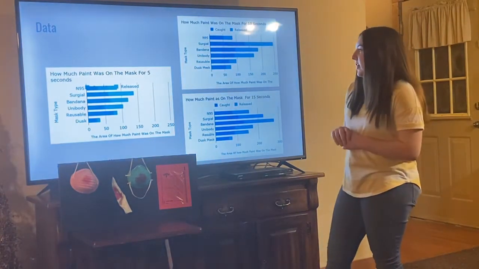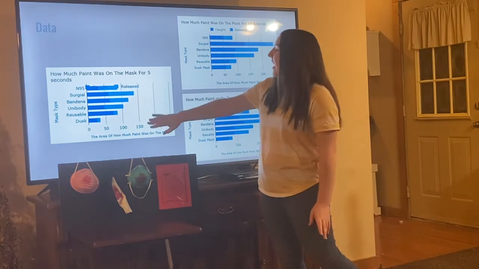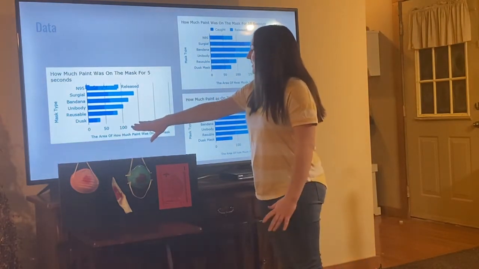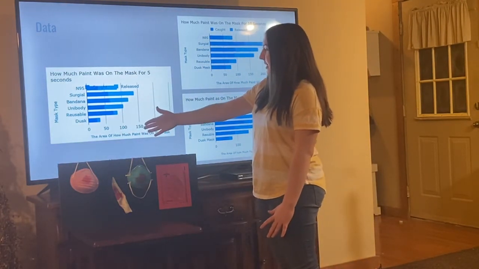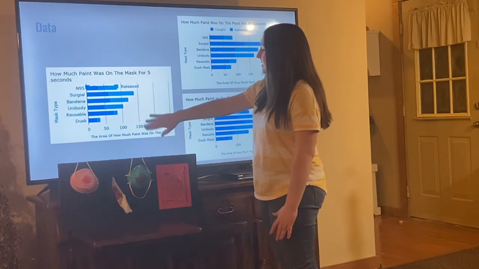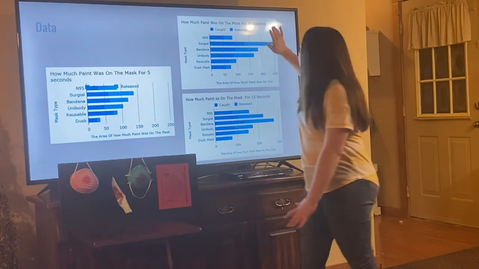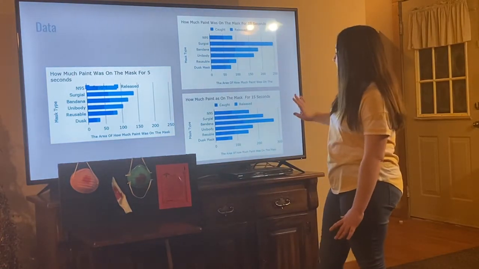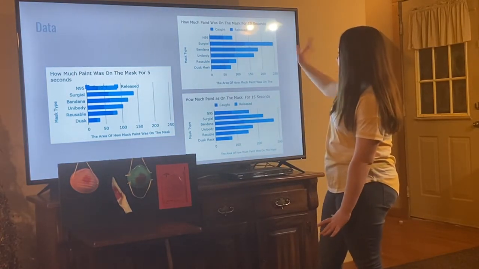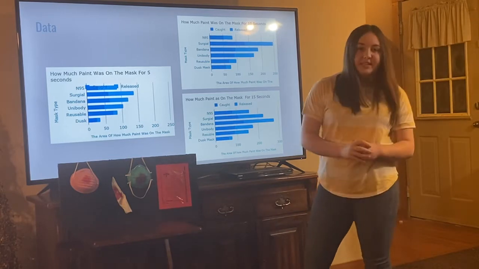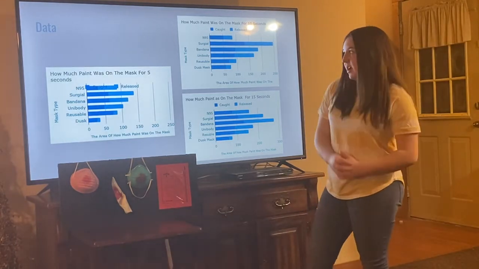This is some of my charts. This one is for 5 seconds. As you see, the dust mask released the least amount and also caught the same amount as the N95. The pattern continues throughout, for the 10 seconds and the 15 seconds, just increasing by about 50 each time.